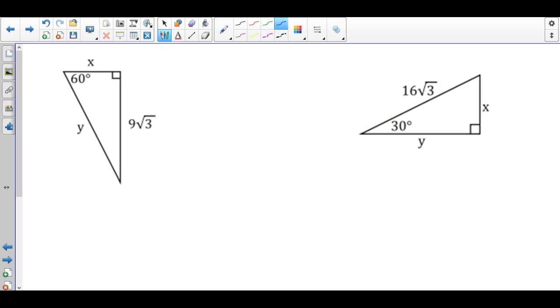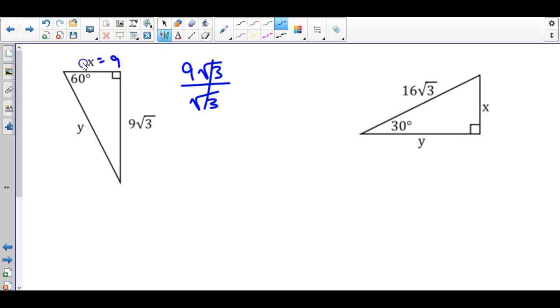2 more examples then. With this next one, I'm going to be starting with a long leg. I know this because it's across from the 60-degree angle. So what I'm going to do is go from long to short. My long leg is radical 3 times the length of the short leg, so I'm going to need to divide by the square root of 3. And I'm going to end up with a short leg of 9.